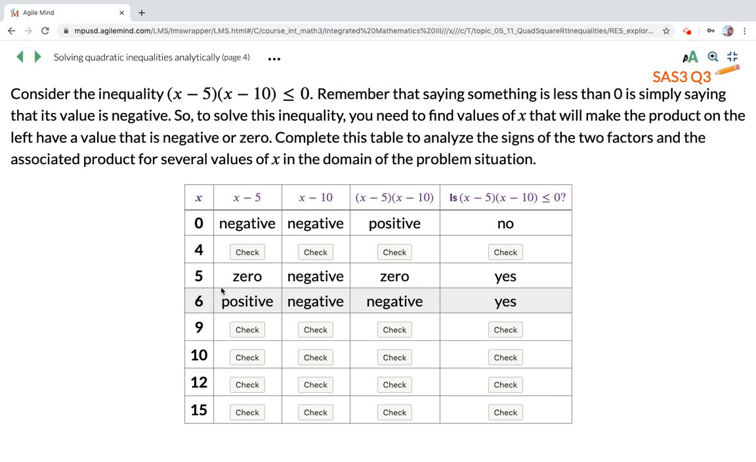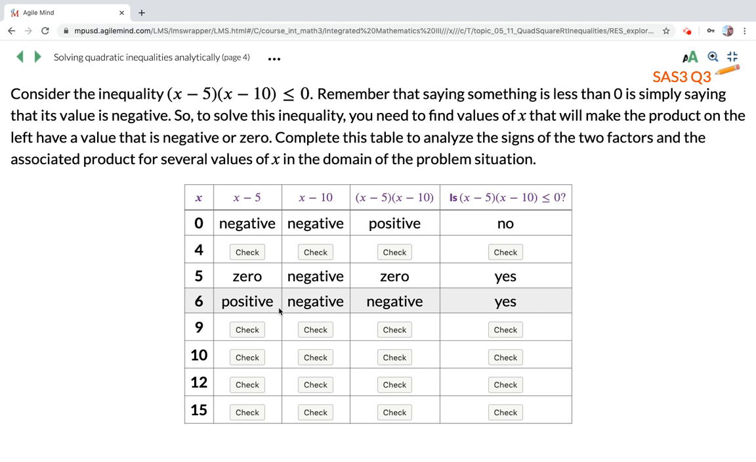I have it here again with 5. If I plug in a 5, 5 minus 5 is 0. If I plug in a 5, 5 minus 10 is still a negative. So that means 0 times a negative gives me 0, and we said 0 was okay, less than or equal to was fine. If I plug in a 6, 6 minus 5 gives me a positive answer. 6 minus 10 gives me a negative answer. And a positive times a negative will give me a negative. Sure enough, a negative would be less than or equal to 0. So yes, 6 is a solution. So 0 is no good, 5 is good, 6 is good.